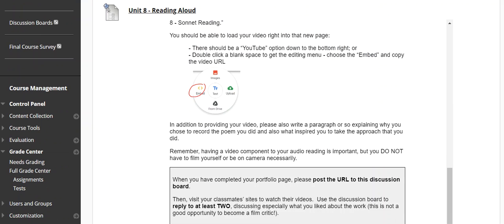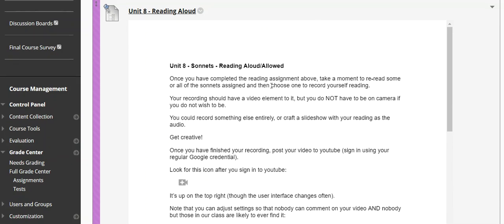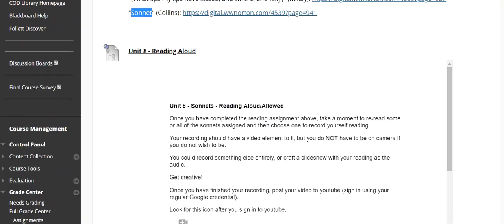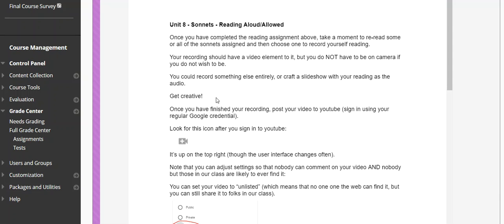So one assignment is going to have you picking from any of the sonnets that we read up here. Doesn't matter which one, pick the one that just speaks to you for whatever reason, and then read it aloud. So I don't really expect people to memorize the thing. It's going to end up being kind of like a video assignment, even though it's really just your voice that we're concerned with here. But you don't have to be on camera. You can think of creative ways to film this.